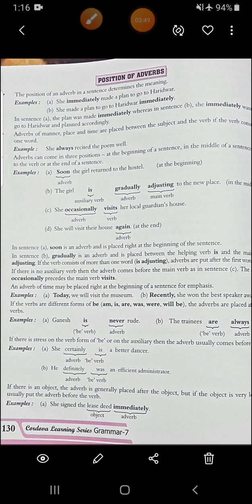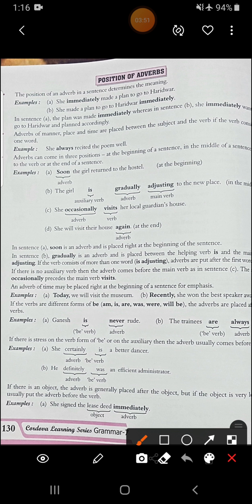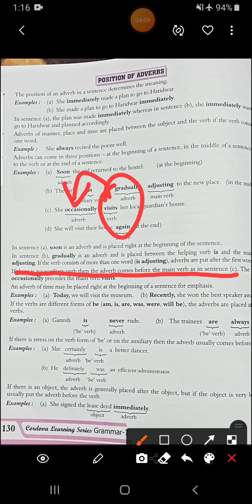Okay. Now see the next point. If there is no auxiliary verb, then the adverb comes before the main verb, as in the sentence C. You can see the sentence C, there is no auxiliary verb. Can you find any auxiliary verb? No, there is no auxiliary verb. So the adverb comes before the main verb. You can see main verb is visit. So before that we have kept the position of adverb. Is this clear to you all?